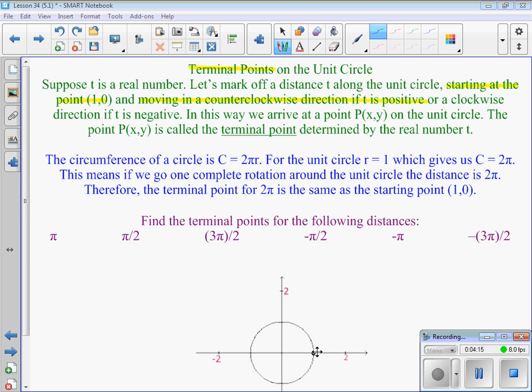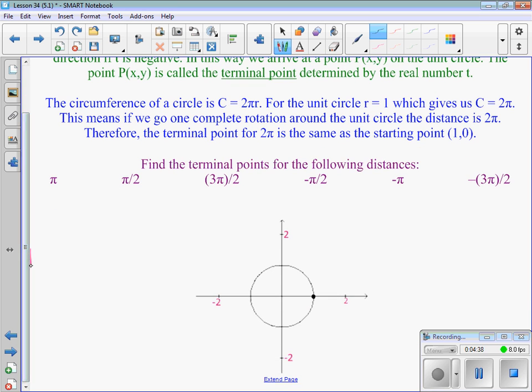If it's negative, then what do we do? We move the opposite direction. So if it's negative, that's when you move clockwise, okay? But typically we're moving counterclockwise because typically our value is positive, okay? So you're starting here, moving counterclockwise. It's kind of a key there. Okay, the point is called the terminal point, determined by the real number t.